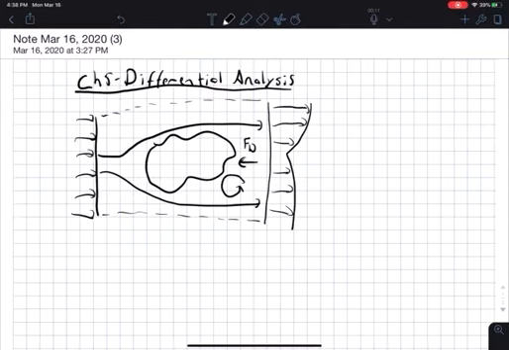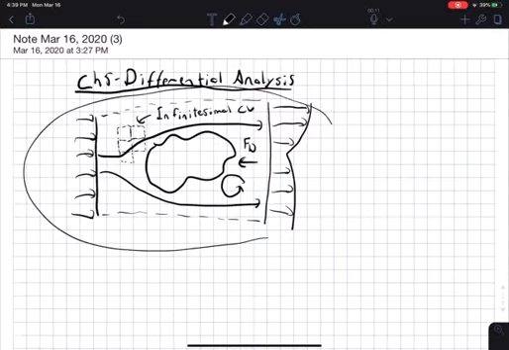And the big idea of what a differential analysis does is rather than looking at the fluid as one giant control volume, instead we break this region into an infinite number of small control volumes, such as this. So here we're describing a very tiny control volume, and we're going to just pepper the entire fluid with a whole bunch of infinitesimal control volumes.